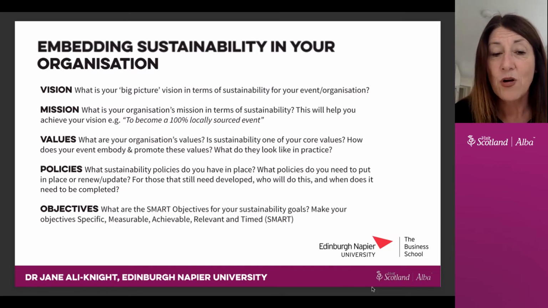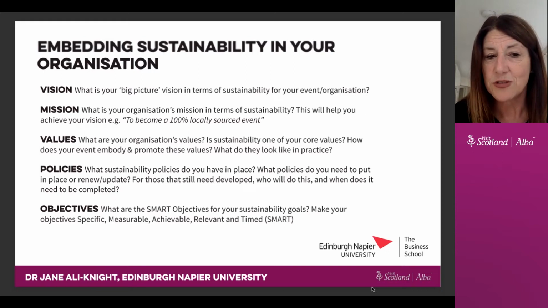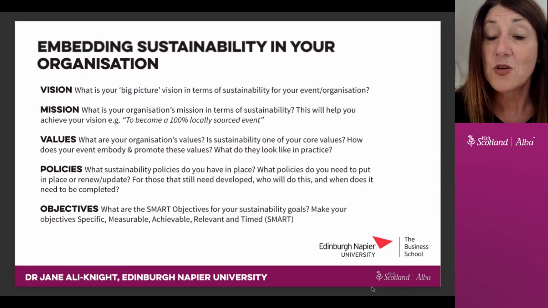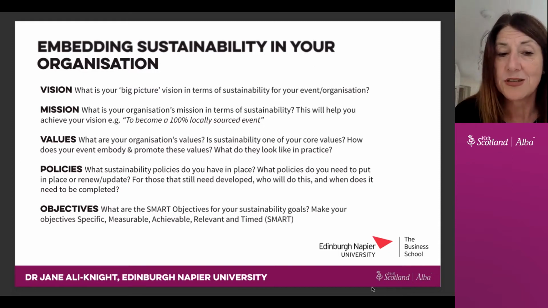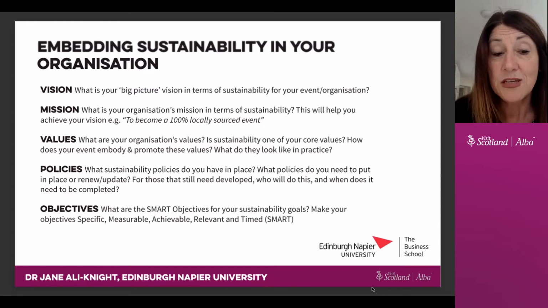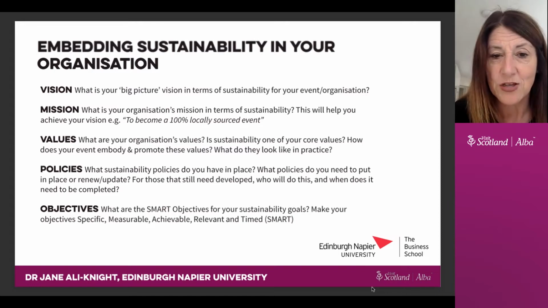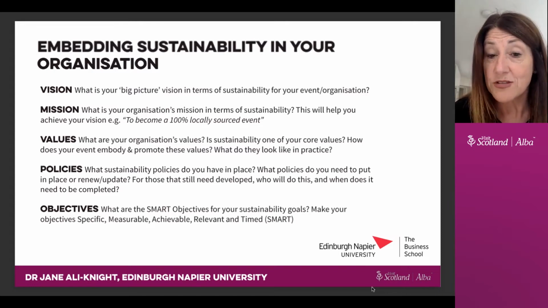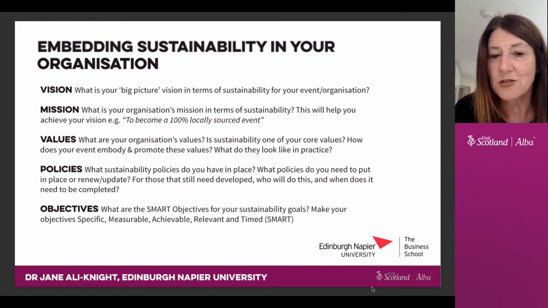And then finally, what are the SMART objectives for your sustainability goals? So what are the key goals in terms of producing a more sustainable event? And those goals need to be specific, measurable, achievable, relevant, and obviously timed. So we need to look at developing from that sustainability policy some clear, achievable goals.